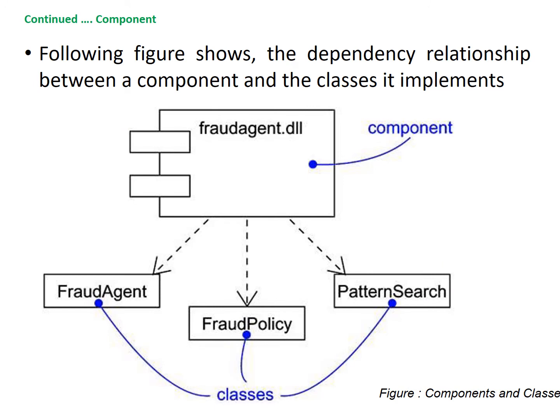Now, this figure shows the relationship between a component and the classes it implements can be shown explicitly by using a dependency relationship. That is, fraudagent.dll now depends on the classes fraudagent, fraud policy, and pattern search.